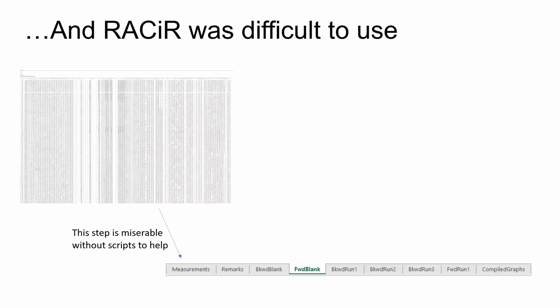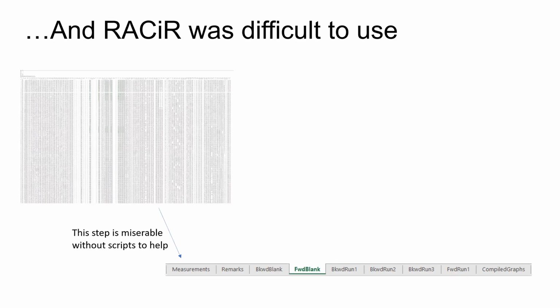On top of not providing the answers we wanted, RACER was really difficult to use, at least without serious scripting to back you up. I know Joe Stinziano made an R script to help work these up, and I made a Visual Basic script that did the same, but I never distributed it. Without these tools, you were left to break up hundreds, if not thousands, of data points by hand. It was really, truly miserable.